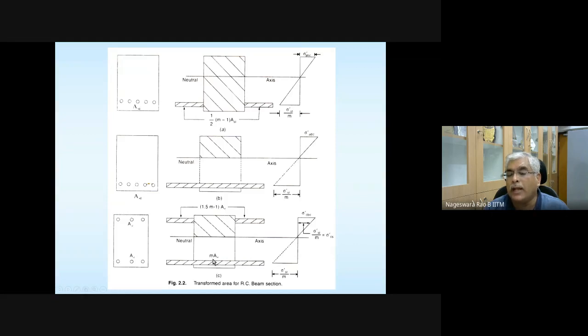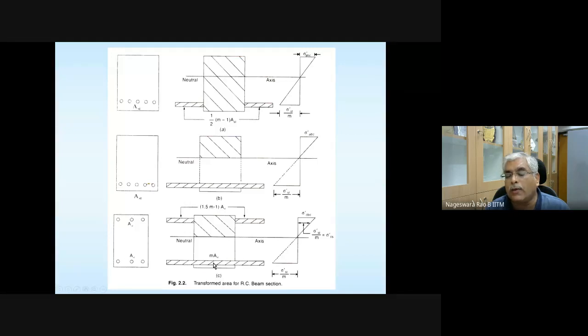And please note one more thing. Once the concrete cracks, m minus 1 is not required. It is just m times AST. Here, if you want to replace this steel with the equivalent area of concrete, since the concrete below the neutral axis is cracked, it is m times AST. So here in a doubly reinforced section, reinforcement is there on the top as well as bottom. That's why it is referred to as doubly reinforced: reinforcement both in compression as well as in tension.